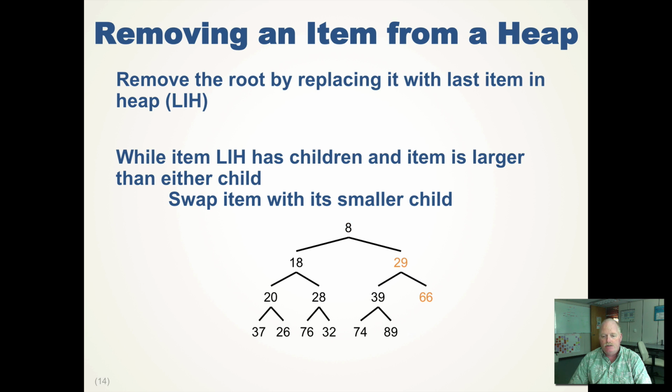And now it has no children, so the heap has been restored, and we still have a heap because the right subtree is still a heap. 29 is less than anything below it, and the rest of the heap has not changed. So that's how we remove an item from a heap. We take the last item in the heap, put it at the root, and then move it down the heap based upon if it's larger than its children. Fairly simple to think about. The implementation is slightly trickier.